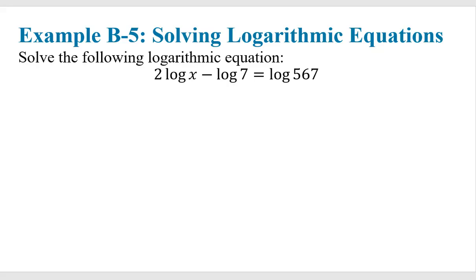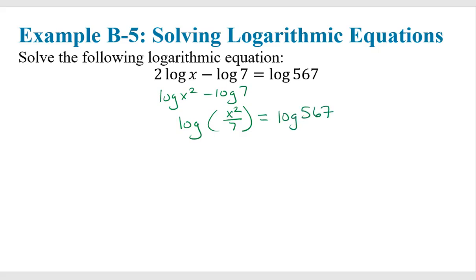All right, so first thing I'm going to do with this is get this left-hand side written as one logarithm. So I'm going to pull up that squared on the log of x, so that's log of x squared. And then I have a subtraction problem, so that means I can put that together as x squared divided by 7. So log of x squared over 7 equals log of 567. So far so good. They're both logarithms of base 10, so I can get rid of those.